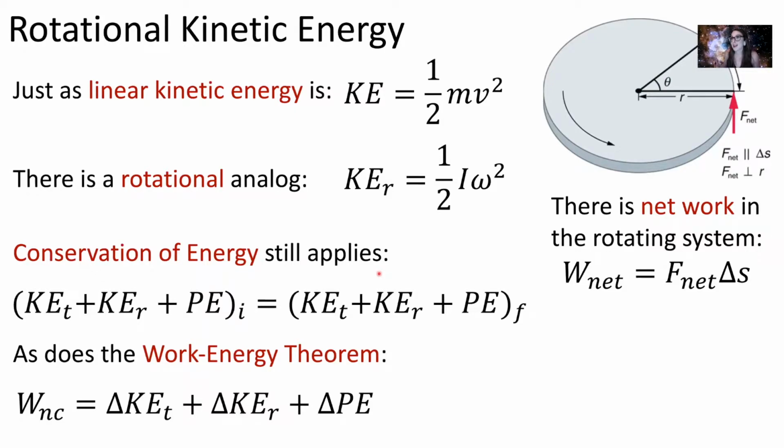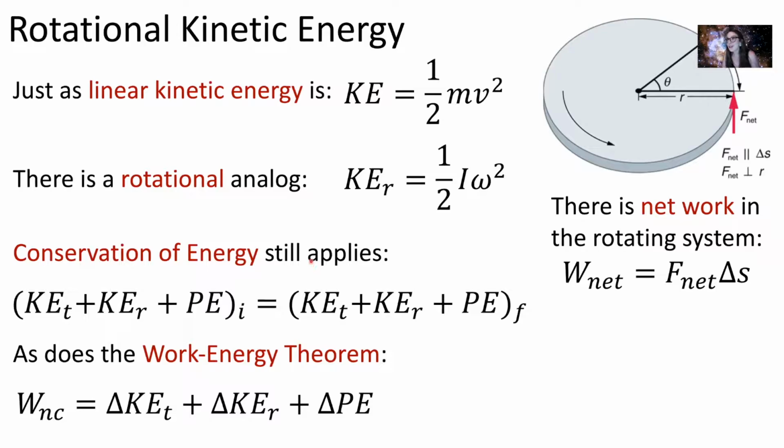So far, the kinetic energy we've been talking about is what we call linear kinetic energy. Motion in a straight line, there's no rotation. And remember, that kinetic energy is 1/2 mv squared. V is the linear velocity, velocity in a straight line.